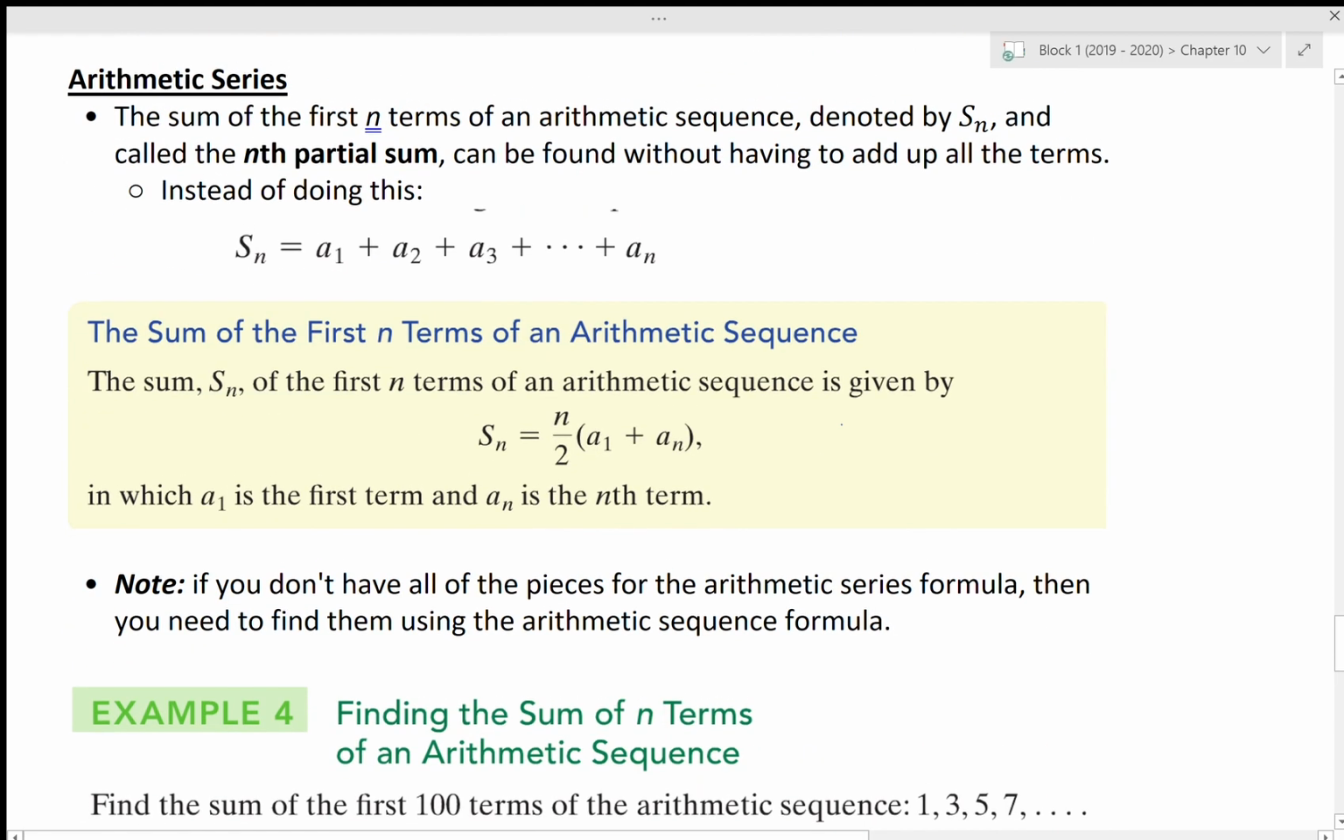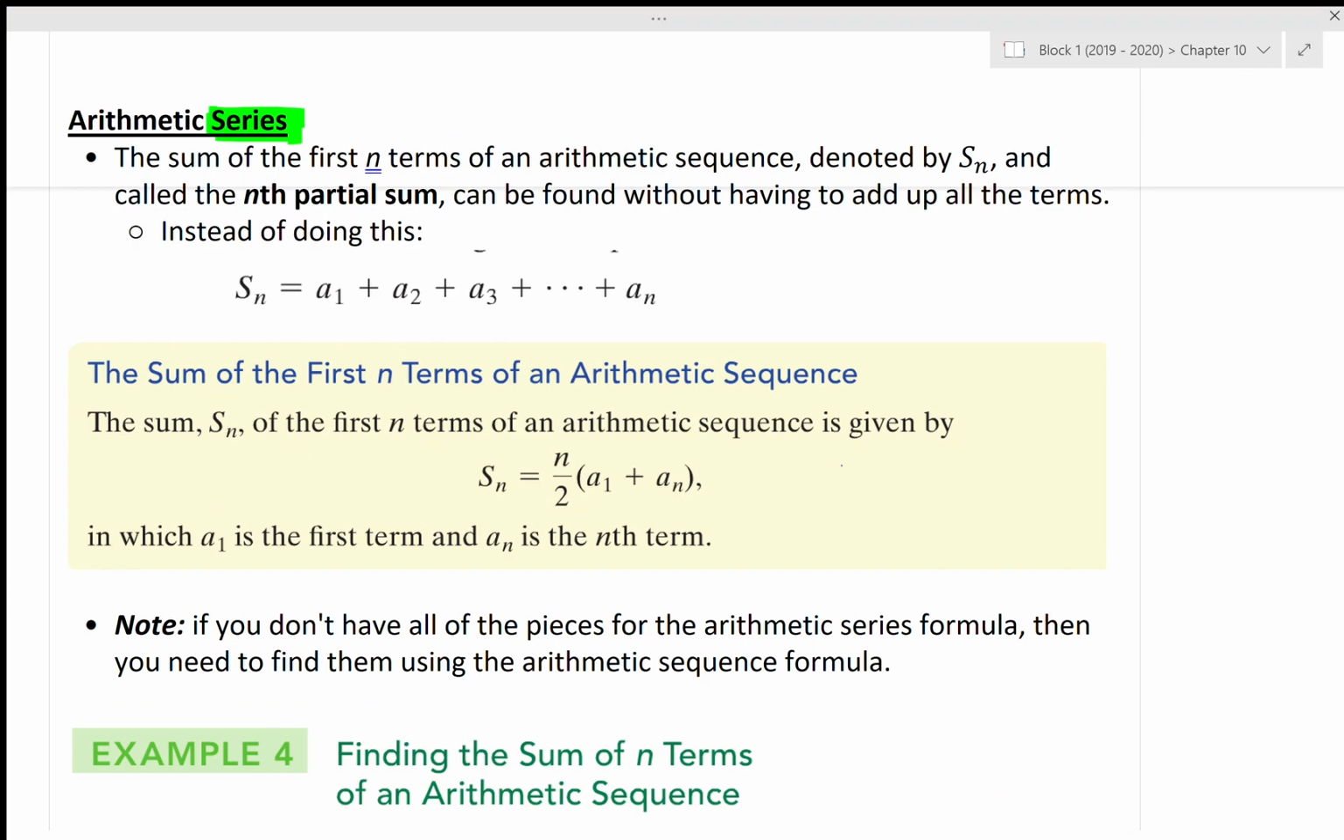Now, an arithmetic series, once you see the word series, this is going to be your key identifier to add the terms. When it's talking about series, I want to figure out the sum of all the terms that they are talking about. They'll say the first 20 terms or the first 50 terms, something like that.